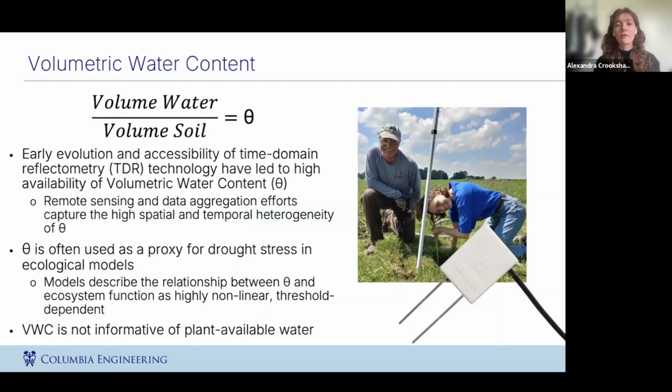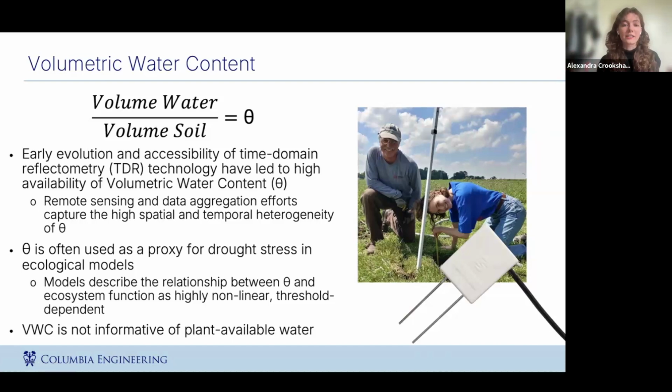This is after early evolution of TDR technology, these sensors, which you can see on the lower left. And these sensors are not only very cheap, but they're easy to install and they have a long history within science. You can see in this image here, that's me, my first job when I was 18, installing these sensors. And so many are quite familiar with them.